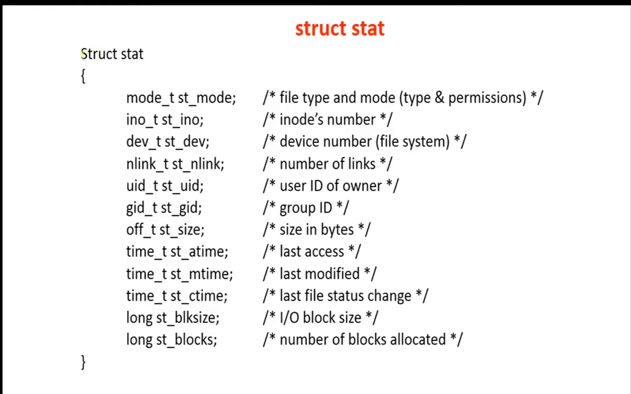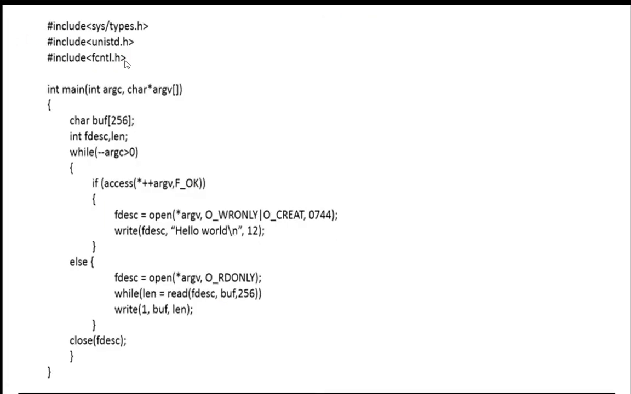And this is the structure stat. It consists of the mode, that is file type and mode, then the inode number, device number, the number of links present, user ID of the owner, group ID, size in bytes, last access, last modified, last file status change, that is ctime, block size, then the number of blocks present in the file. All this information is present in the stat structure. So in these variables, whatever attribute you are going to access, those values will be stored here.